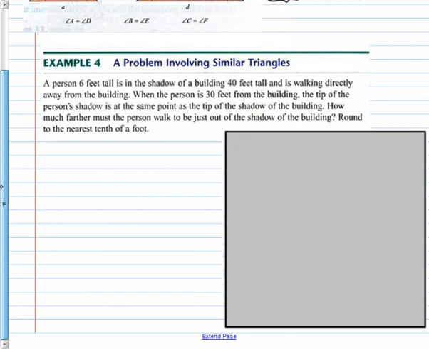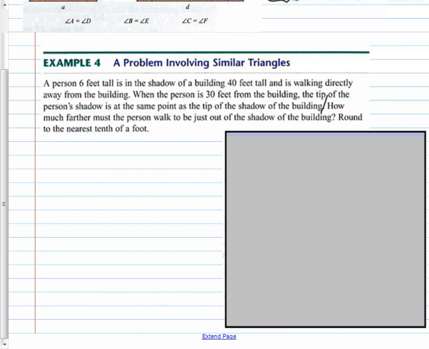A person is 6 feet tall, and they're in the shadow of a building that happens to be 40 feet tall. They're walking directly away from that building. When the person is 30 feet from the building, the tip of the person's shadow is at the same point as the tip of the shadow of the building. Well, I'm going to stop right there. I think I've got a pretty good idea of my picture I need to draw.